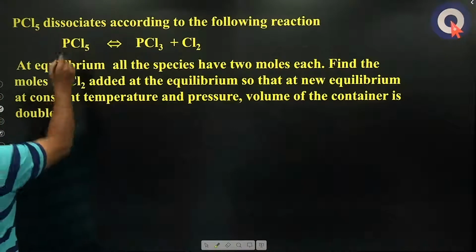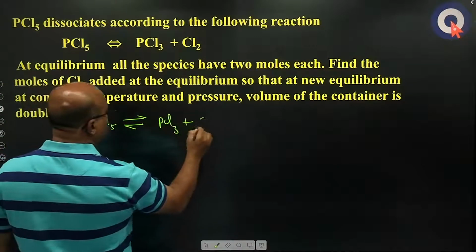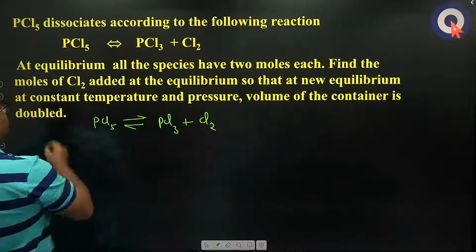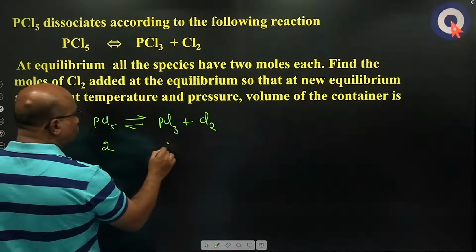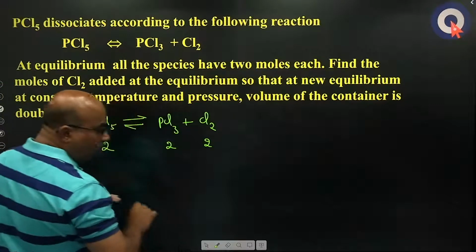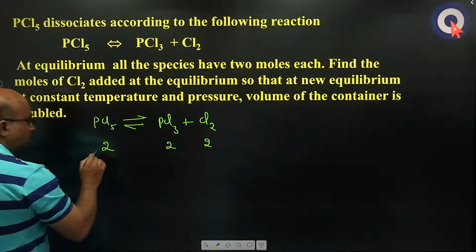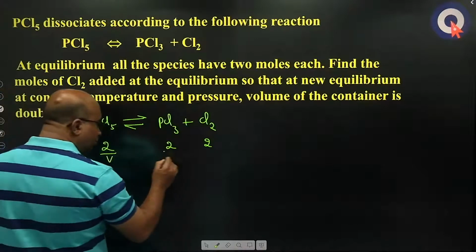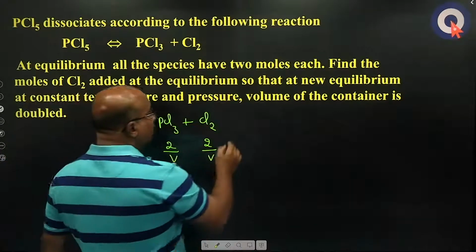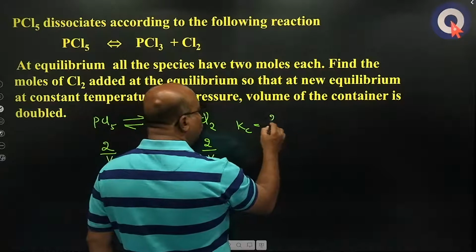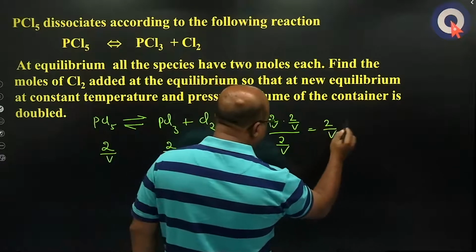So if you take PCl5, PCl3 and Cl2, from the initial, what is given at equilibrium, which is already reached, is 2 moles, 2 moles, 2 moles. The volume of the container is not given, so let us say it is V. So the concentration of each becomes 2 by V. So what is Kc for such a reaction now? It's 2 by V into 2 by V by 2 by V, which is nothing but overall 2 by V.